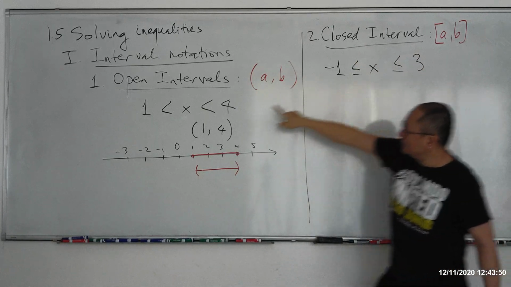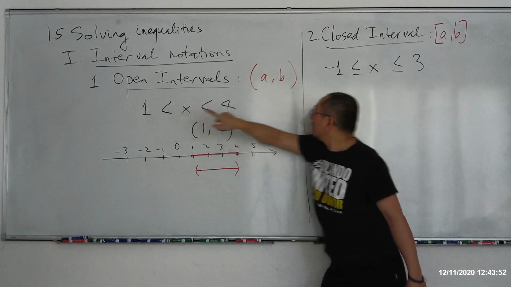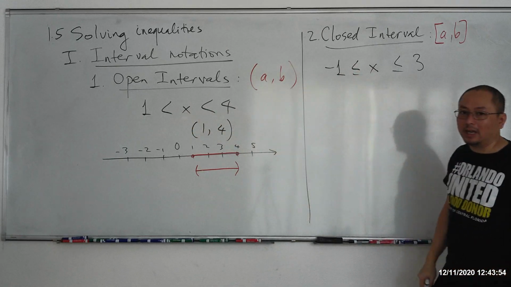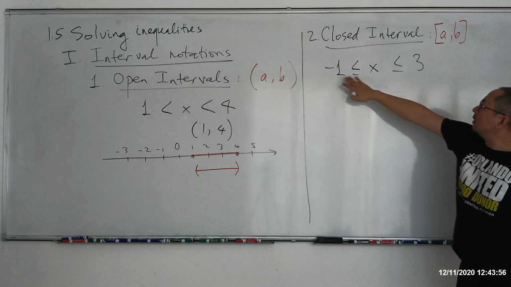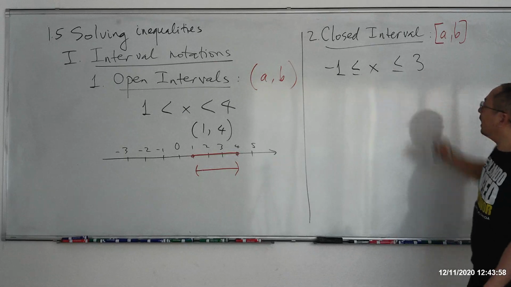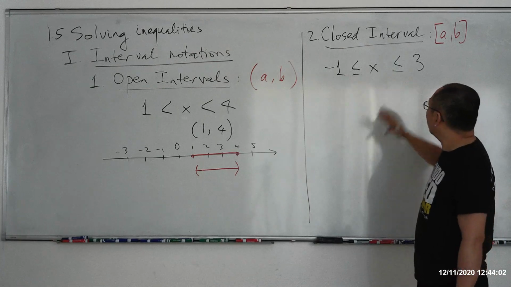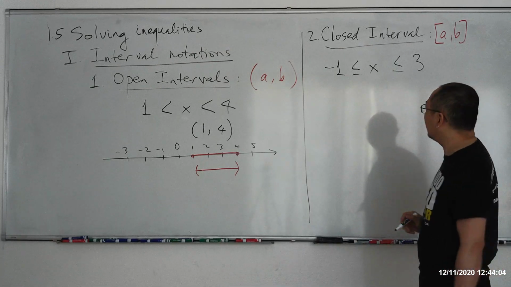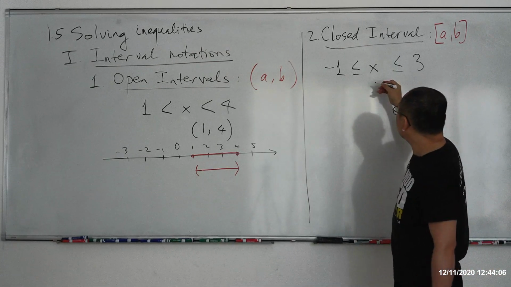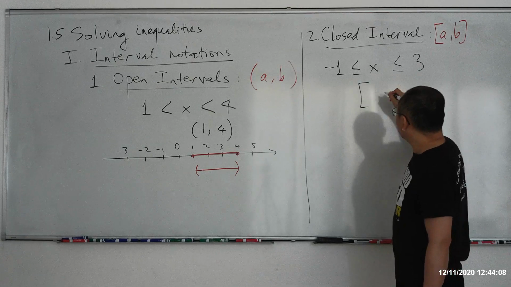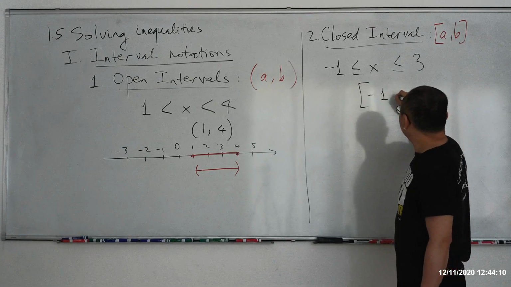Can you see the difference? This one, what? No equal sign. This one, less than or equal to. And that means what? We are including the endpoints, -1 and 3, in our solution. Means what? x could be -1, x could be 3. Okay, that'd be okay. And of course, for this example, square bracket -1, comma 3.